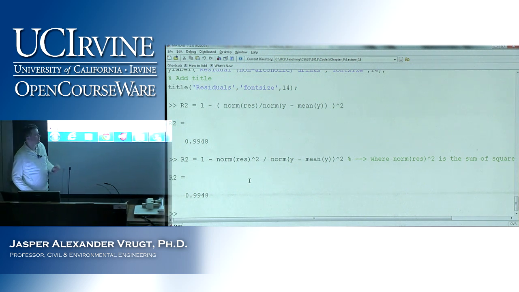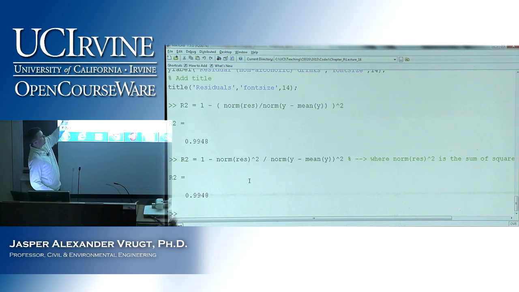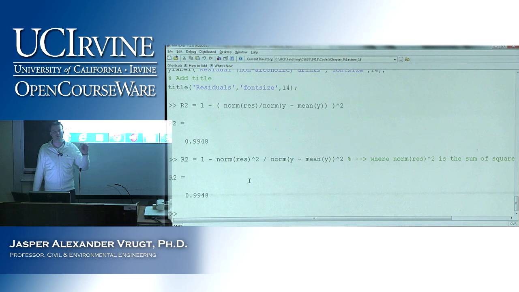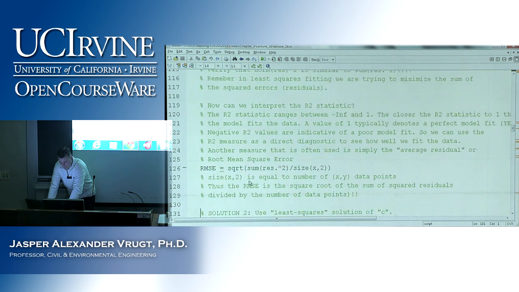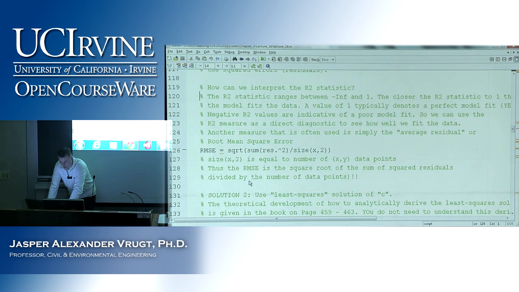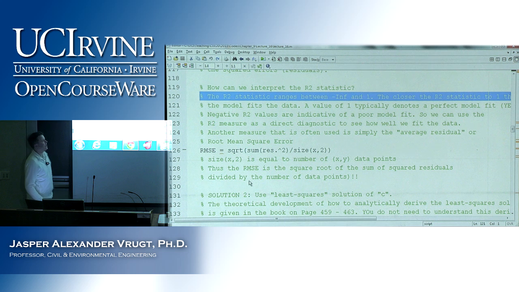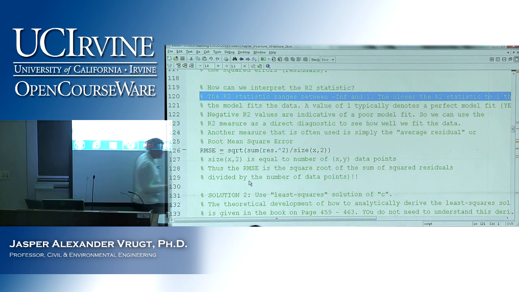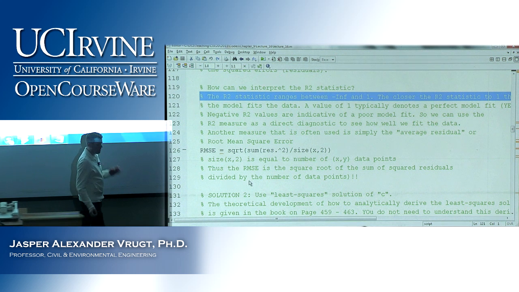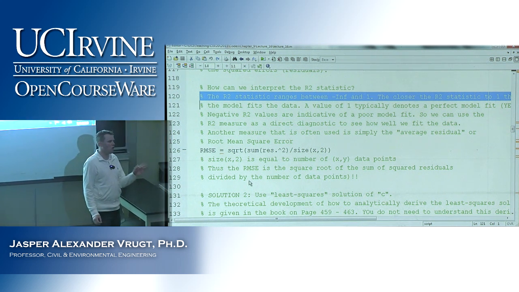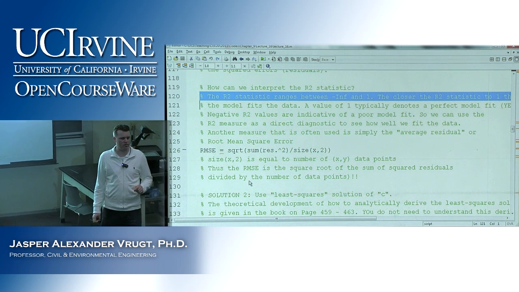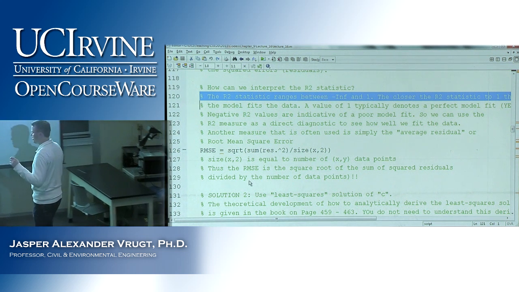But the good thing is that the L2 norm of the residual squared is also what people call the sum of squared error. You might have heard of that before. Now here, the R2 statistic ranges between minus infinity and 1. And again, that R2 statistic can be used to compare the fit of different models, so that you know which model is preferred. Which model best fits the data.